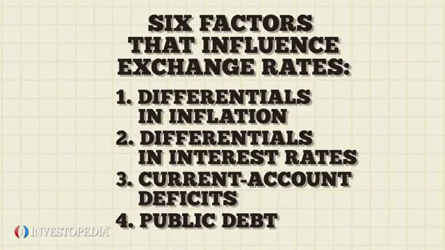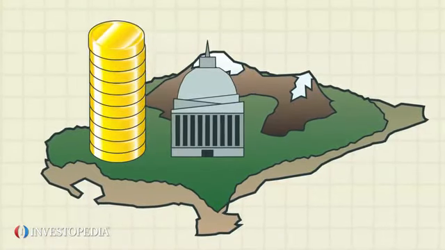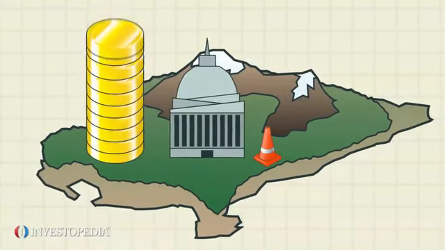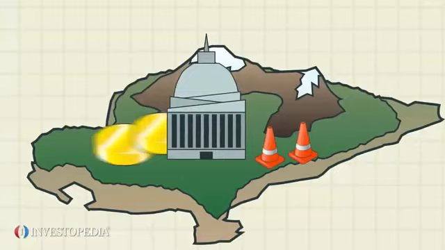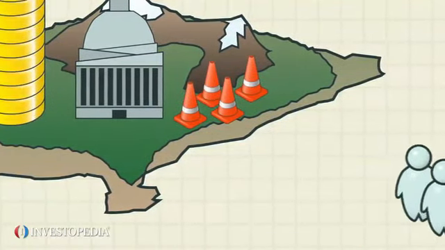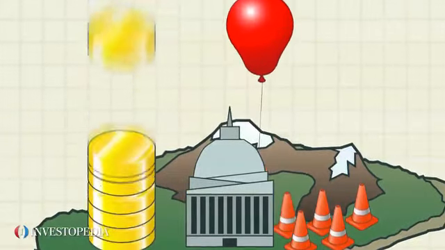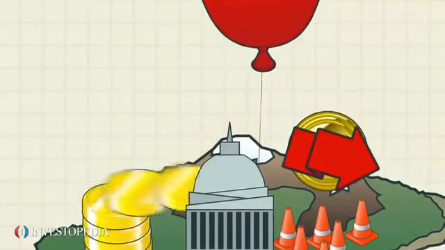Factor 4. Public debt. Countries will engage in large-scale deficit financing to pay for public sector projects using governmental funding. Nations with large public deficits and debts are less attractive to foreign investors because a large debt encourages more inflation, and higher inflation translates into lower currency value.